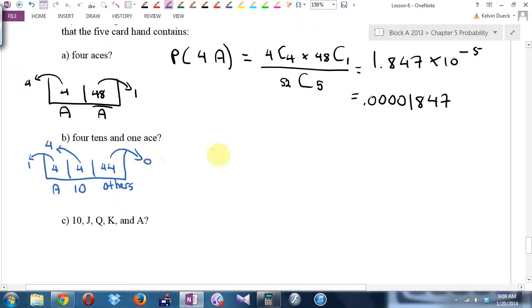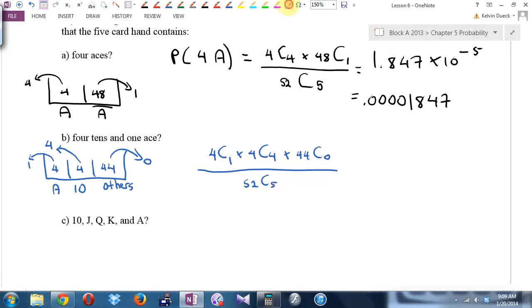So it's going to look like this. Get your ace. Get your tens. Don't pick any others. All over. What choose what? Now look up for a second, everybody. A lot of textbooks won't bother putting this term in because 44 choose 0 is just 1. So a lot of textbooks won't bother having that little bit there.